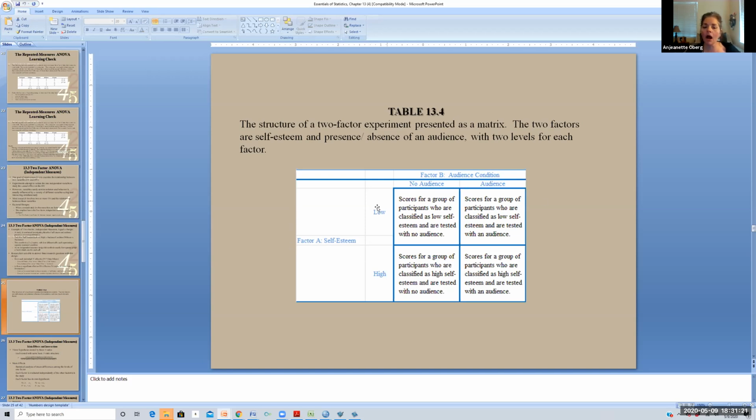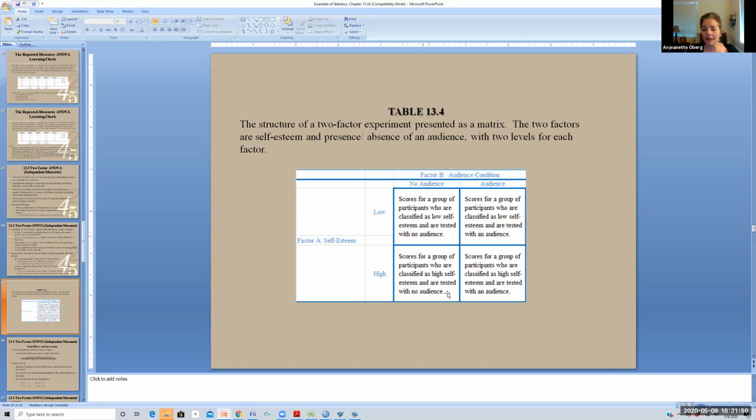We're just comparing all of the people with low self-esteem to all of the people with high self-esteem. And we get a mean for low self-esteem and a mean for high self-esteem. And we look at those two mean differences. And we say, is there a main effect of self-esteem on exam scores? Do people differ significantly in exam scores, depending upon whether they have low self-esteem or high self-esteem?